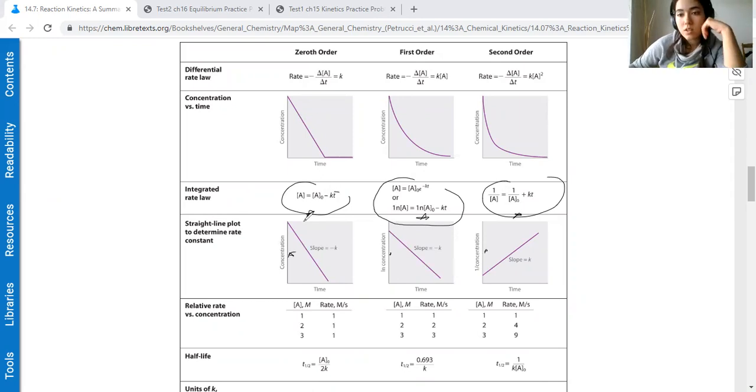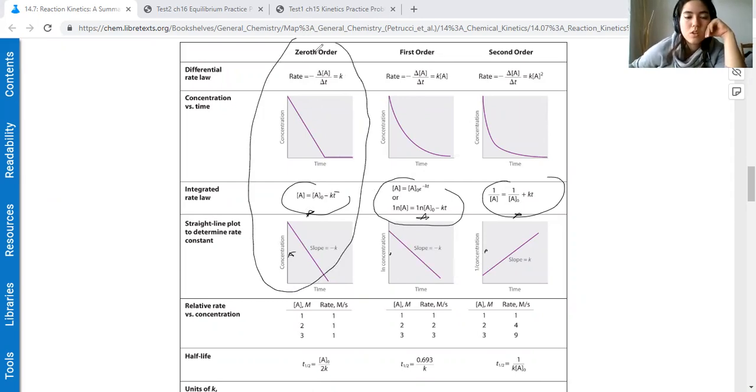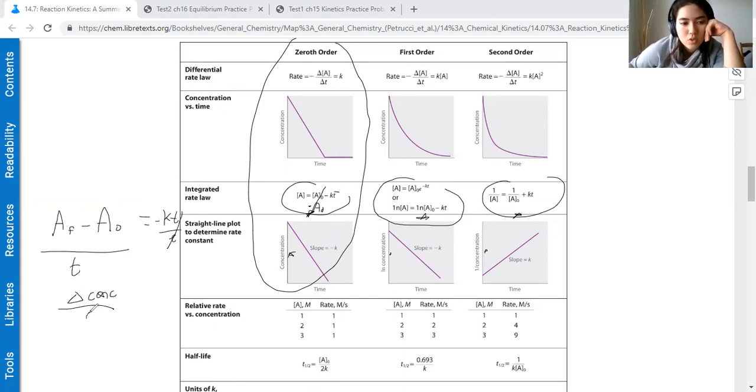So here we're just going to use algebra. We want to find k for this slope. And like I said, these are going to be the same, so zeroth order. So if we want to put k by itself, we have to get rid of the concentration initial here. And then we're going to have the A final minus the A initial. And then that's going to be equal to negative kt. But we don't want kt, we would just want k. So we're just going to get rid of the t and now what you have is change in concentration over time is equal to negative k. So you just did the y over x.